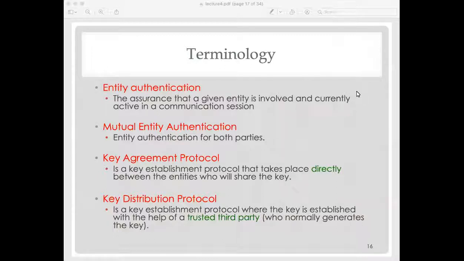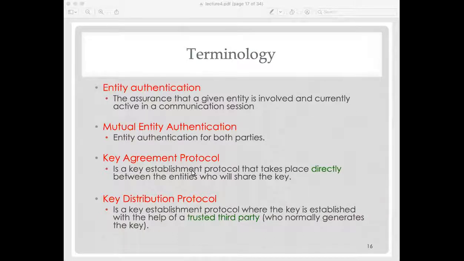It's not a message that it sent a couple of hours ago. It's a message that it sent right now in its life. And sometimes you want to do this both ways. Each one wants to make sure the other one is live and now. This is why we do mutual entity authentication.